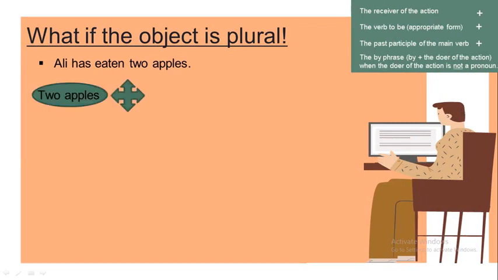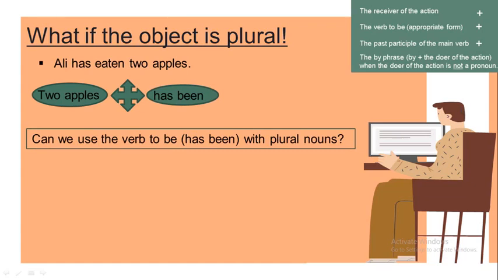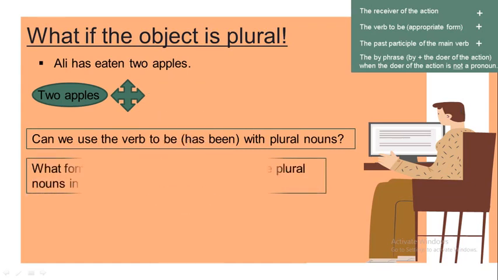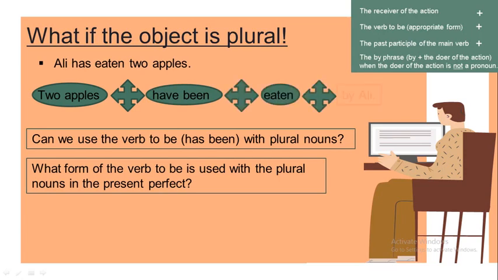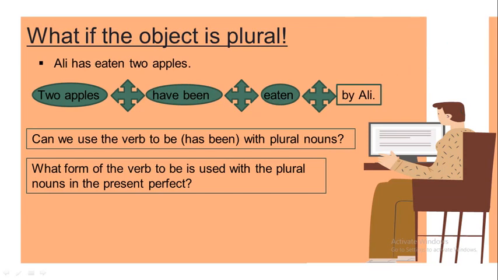And then comes the verb to be in its appropriate form. With the singular nouns, we used has been, but can we use it with the plural ones? Of course not. So what is the form of the verb to be with the plural nouns in the present perfect? Think of it. What is the plural of has been? Excellent job. It is have been. And then the verb in the past participle, which is eaten, and the by phrase by Ali. So the passive voice of the sentence will be 2 apples have been eaten by Ali.